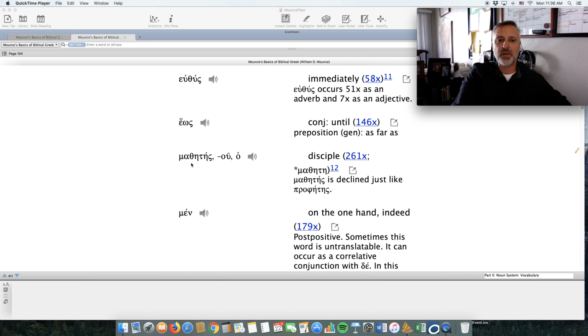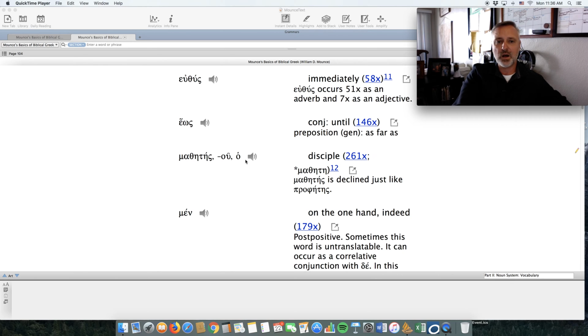I'm sorry, mathetes. So mathetes, ha mathetes, means disciple. Mathetes is interesting. It's like prophetes. And this is a kind of unique word because it is masculine, so it takes masculine endings, but it ends in an eta, which makes it first declension. So here's an example of a masculine first declension noun, like prophetes. So it takes masculine endings, even though it is first declension.